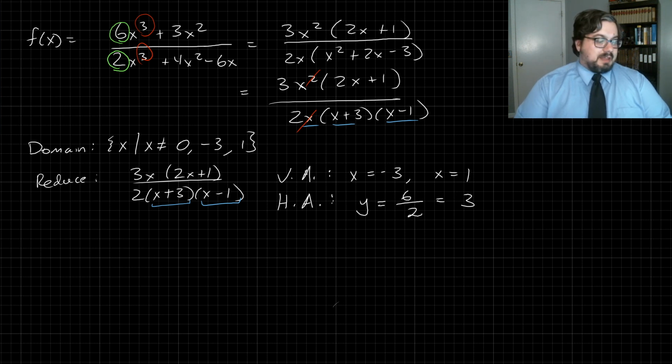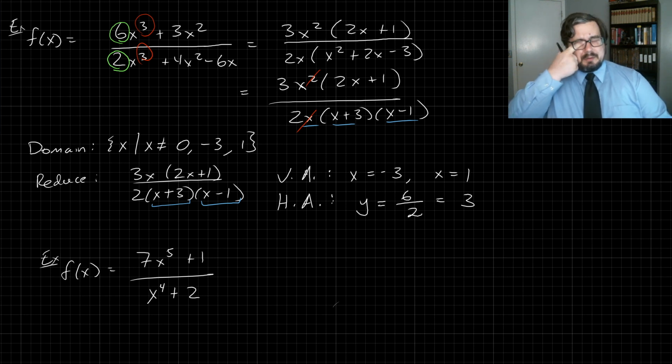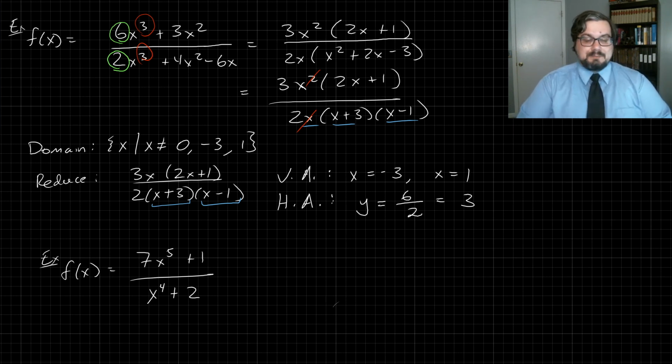All right, and then finally, let's look at the function f of x equals 7x to the 5th plus 1 over x to the 4th plus 2. Now this one isn't going to factor. We don't have a good way of factoring either the numerator or denominator in this case. So we'll go on.